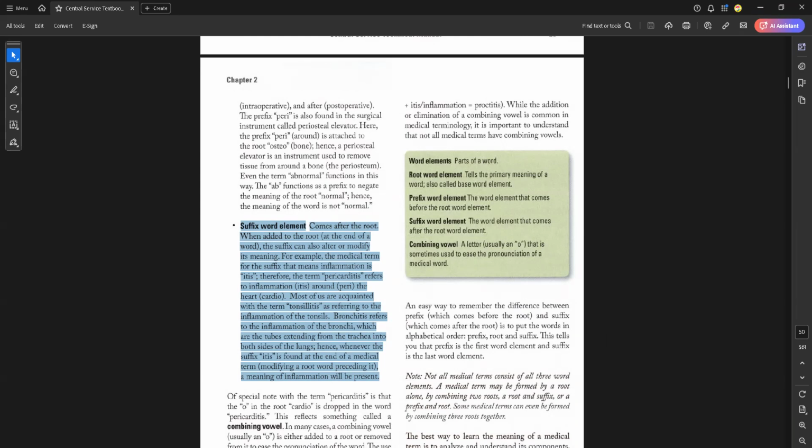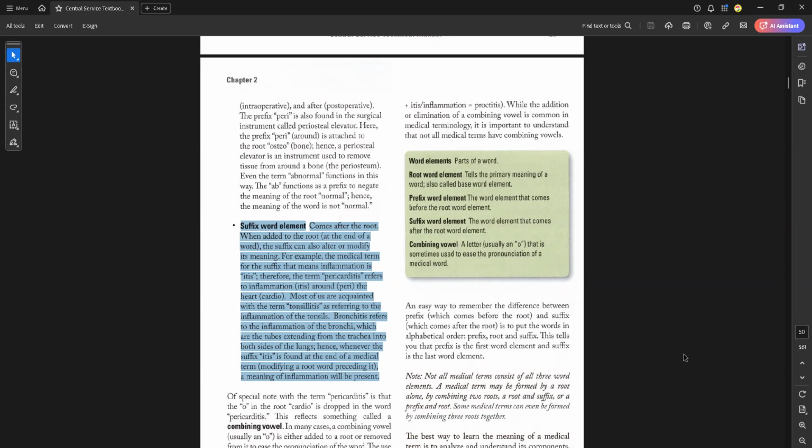The suffix. The suffix also comes after the root. Now, the suffix performs the same function as the prefix. It also modifies the root. It can alter or throw more light. If I say modify, I mean to give more understanding, to throw more light on it, for us to understand it better. Now, let's go down. Let me read that.